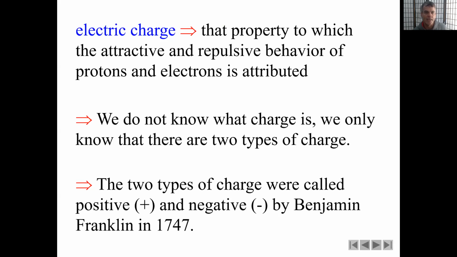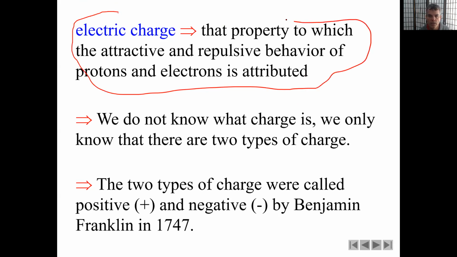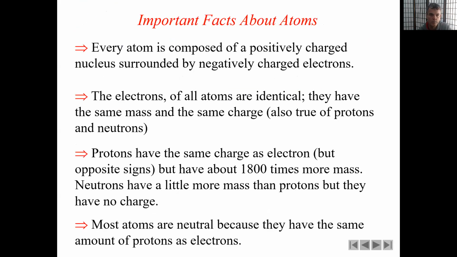Keep in mind that we do not really know what electric charge is. It's the name we've given to this property that attractive and repulsive behavior of protons and electrons is attributed. So we don't really know what charge is, but we've given it the name to this property that two electrons will repel each other, two protons will repel each other, a proton and an electron will attract each other.